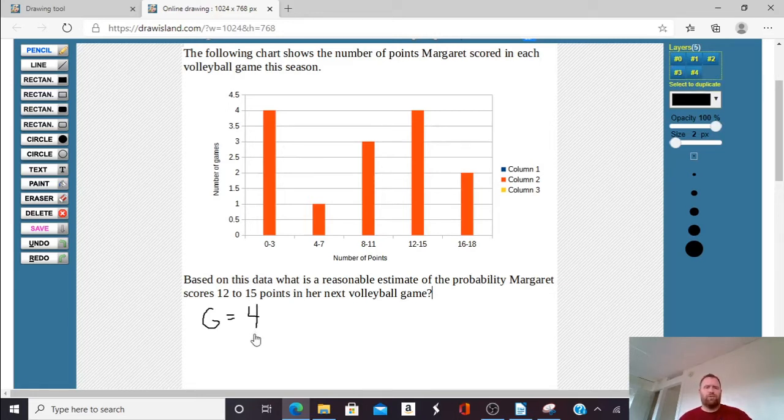Now we have to figure out the total number of games. So we have 4 games for 0 to 3 points, plus 1 game for 4 to 7 points, plus 3 games for 8 to 11 points, plus 4 games for 12 to 15 points, plus 2 games for 16 to 18 points. So that's 4, 5, 8, 12, 14. So the total number of outcomes is 14.